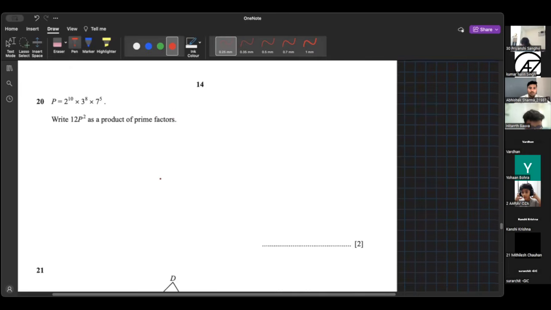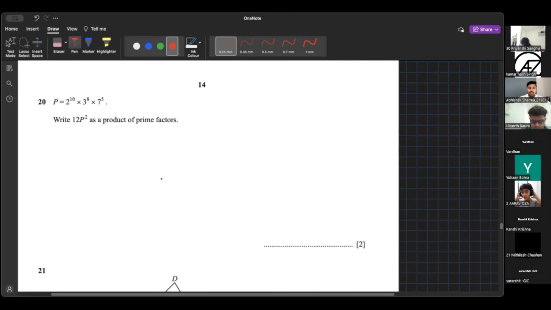Moving on to question number 20 now. It says P is equal to 2 raised to 10 multiplied by 3 raised to 8 multiplied by 7 raised to 5. They're telling us to write 12 times P squared as a product of prime factors. So first let's try to find P squared.